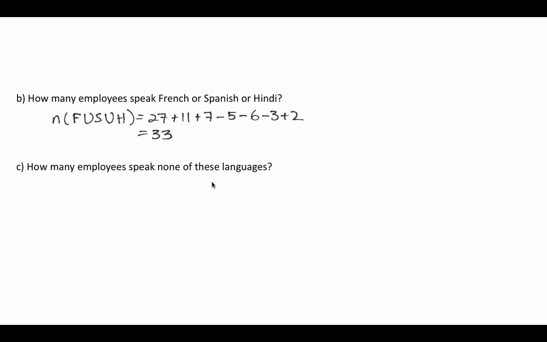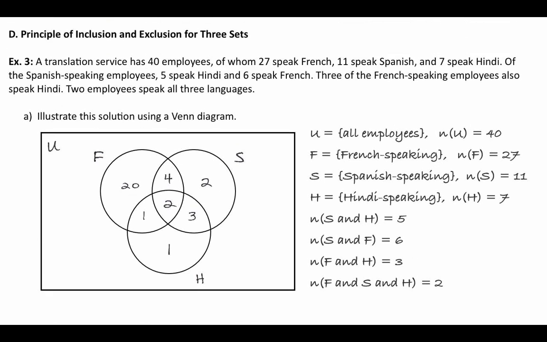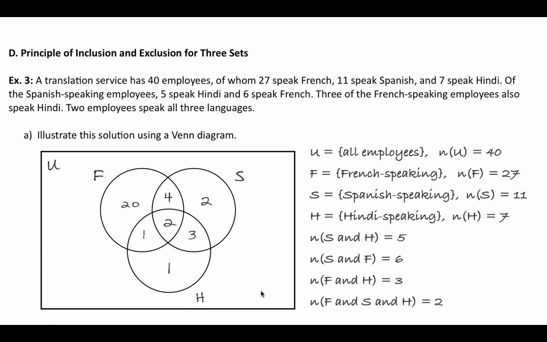How many employees speak none of the languages? Well, here what we do is we say, okay, well, there's 40 people in the universal set. And because there's 40 people in the universal set, and we figured out how many speak French or Spanish or Hindi, how many people speak none? It's the difference between those 2. And so the way we represent that is we can go back and say, okay, well, here it is, and down here then we need an extra 7. Because if we add up all of these numbers in the union, plus the number that represent the remaining employees, we have, of course, our total of 40.